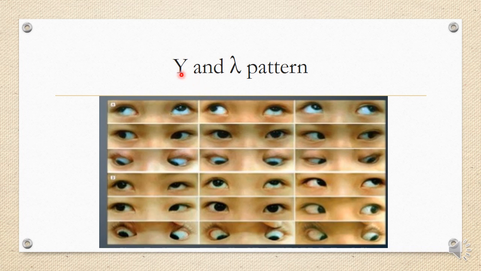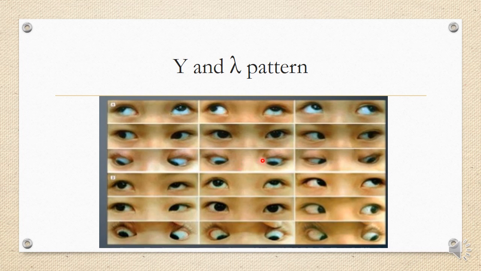Coming to your Y and lambda pattern, Y and lambda are just inverses of each other. If you simply see the Y, it is more separated in up gaze and least in down gaze. So this is an example of your Y pattern. When we ask the patient to look in up gaze, there is more separation of exotropia. There is only exotropia seen in these cases, there is no esotropia. When the patient looks up there is more deviation, but in primary and down gaze the patient will have the least deviation.